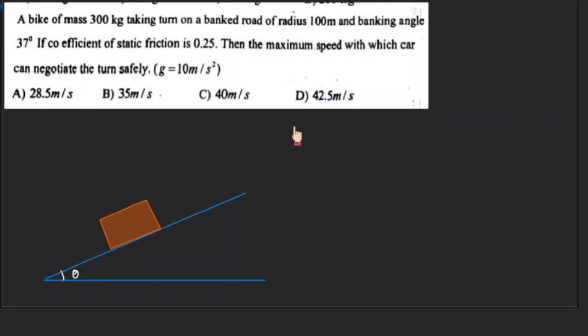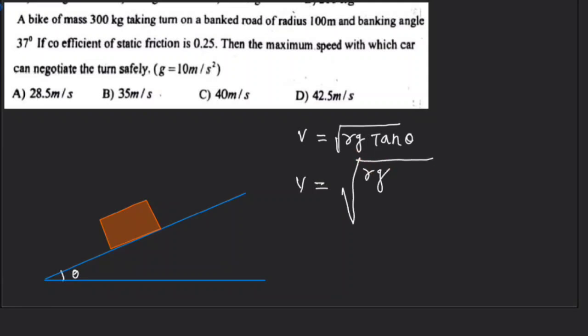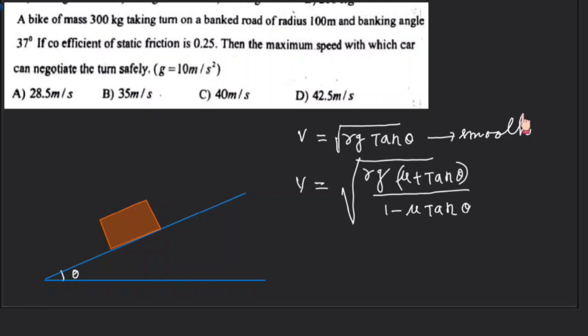Right? So here, especially in this banking concept, there are two formulas. One is V equals under root of r g tan theta, and the other is V equals under root of r g (mu plus tan theta) by (1 minus mu tan theta). So these are the two formulas in the banking concept for the safest velocity. The first one is for the smooth surface and the second one is for the rough surface.